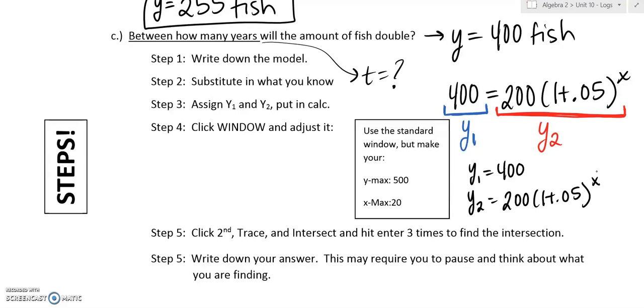Step 4 is click window, which is up at the top, and adjust. In this box, this blue box right here, you need to adjust it. Everything looks good except you need to find X max and change it to 20. You need to take Y max and change it to 500.